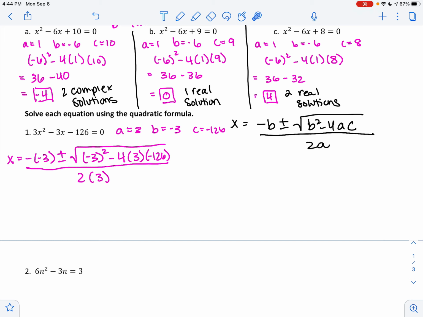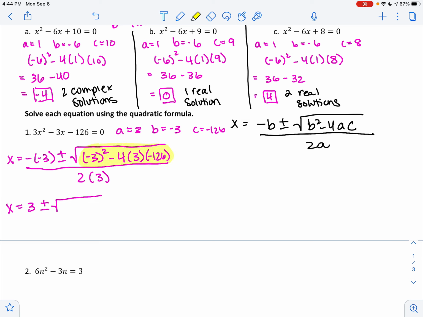Now that we have plugged into the quadratic formula, we're just going to take this step by step. Let's look at this very first part to begin with. Minus negative 3. Minus a negative becomes a positive. So here I am going to have positive 3. Plus or minus. And then we have the square root of our discriminant.